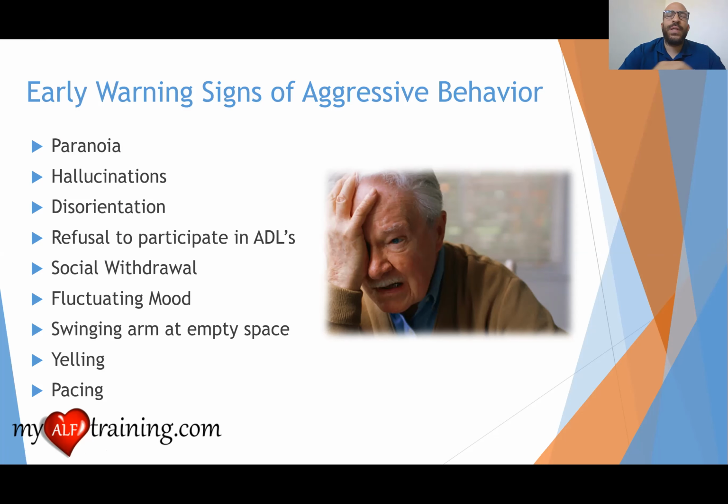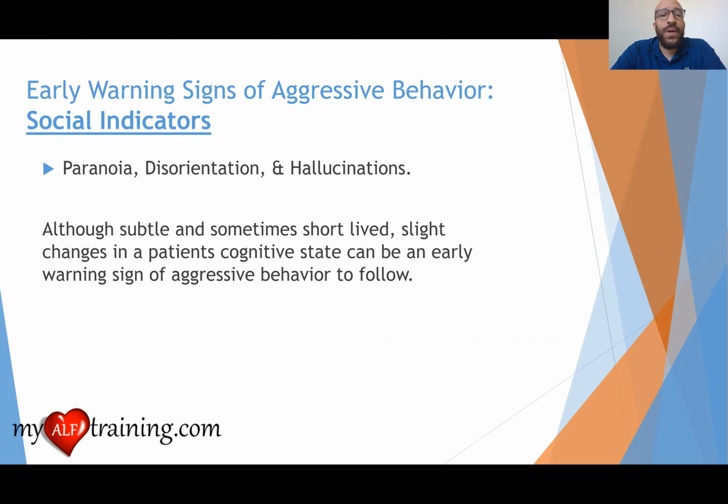So we're going to talk about the social indicators. I call them cognitive social indicators. Paranoia, disorientation, and hallucinations. They can be very subtle, and they can last 20 seconds, 10 seconds, or a minute. And they're usually pretty short-lived. That's usually, in my experience, how it goes. Very slight changes in the cognitive state can be an early warning sign.